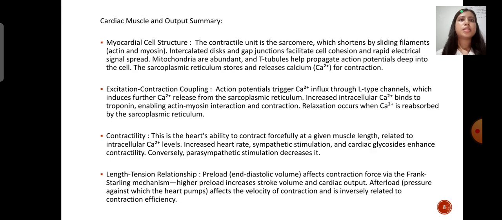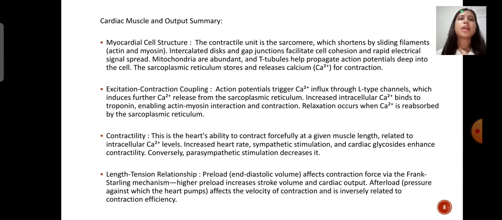The cardiac muscle and output summary. The myocardial cell structure basically has a contractile unit, the sarcomere, which shortens by sliding filaments, actin and myosin, and intercalated discs and gap junctions facilitate the cohesion and rapid electrical signal spread. Mitochondria are abundant, and T-tubules also help propagate the action potential deep into the cell. The sarcoplasmic reticulum stores and releases the calcium for contraction.